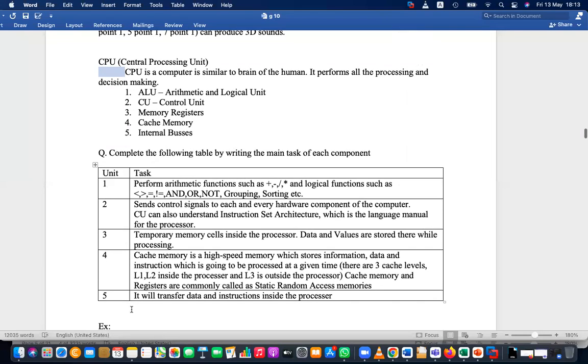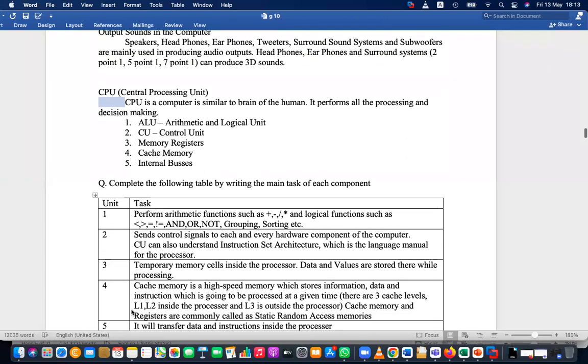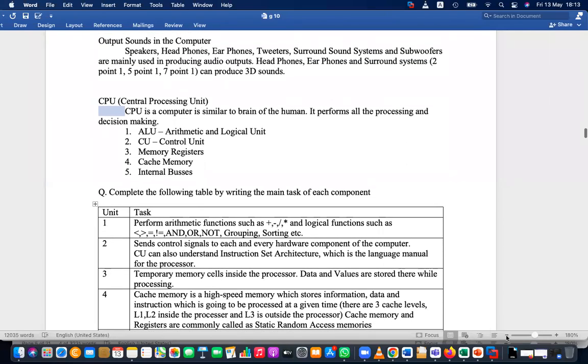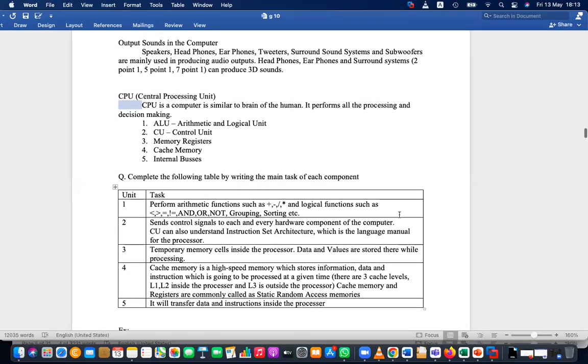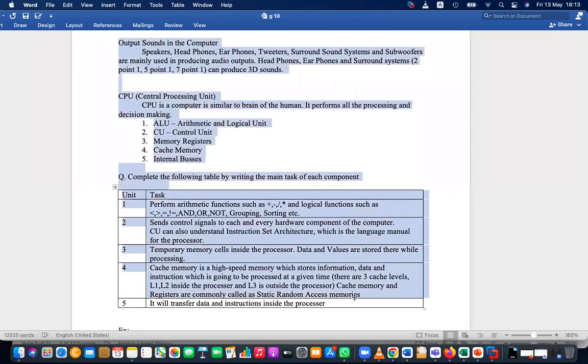And the next thing is the central processing unit, the parts of the CPU and its tasks. Again, today I said you have to write more notes. So please write this. Please write this now.